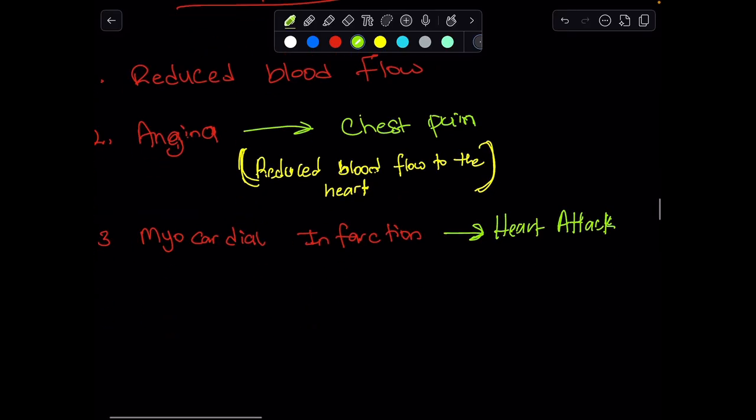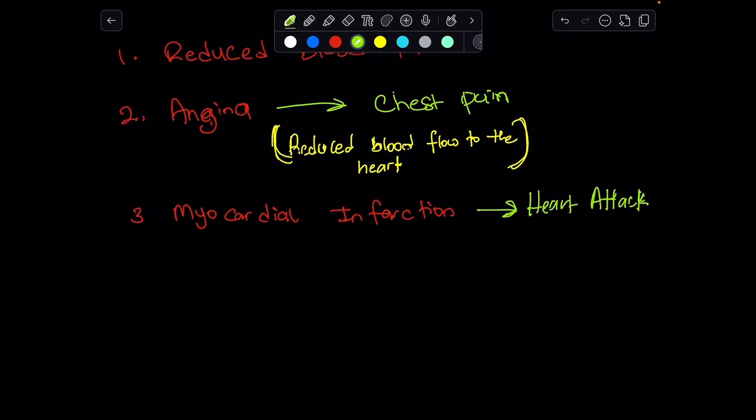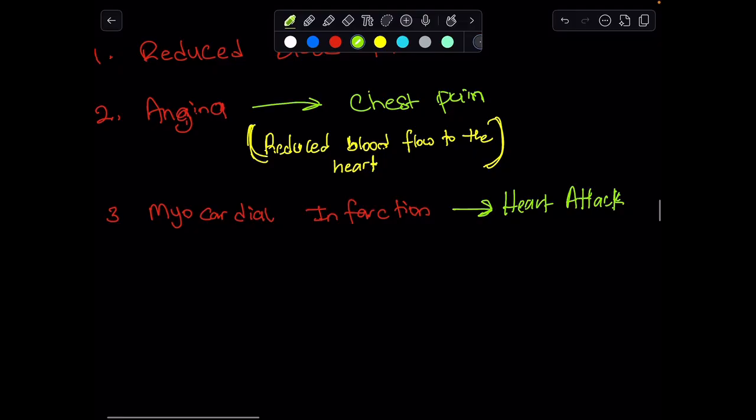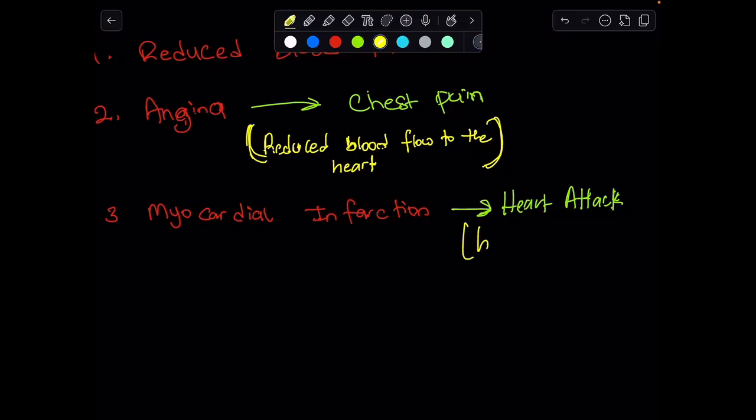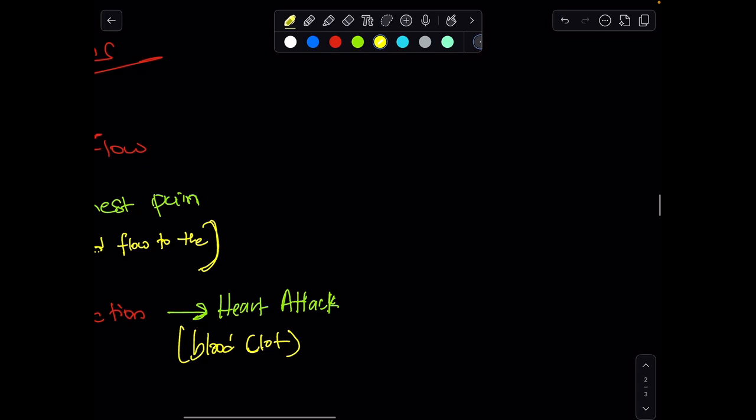This happens. Heart attack happens from what? Heart attack happens because of a blood clot. But how does a blood clot play a role, you may ask? I'm going to show you an image.